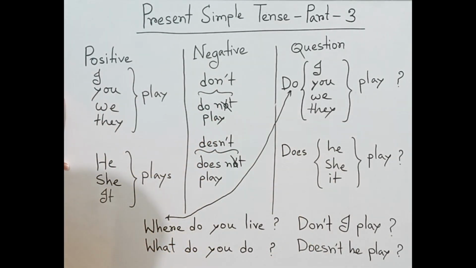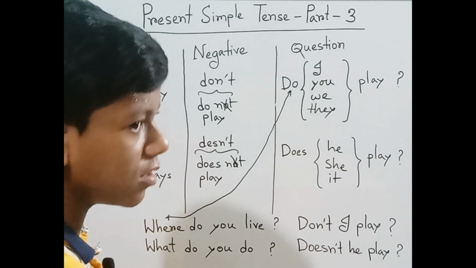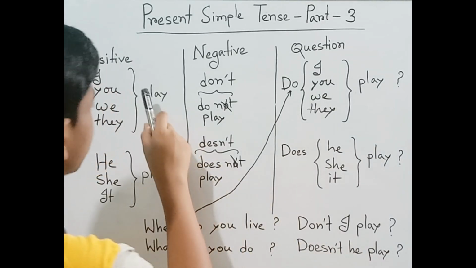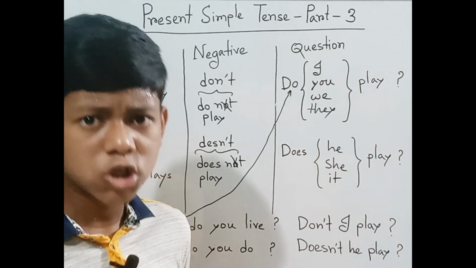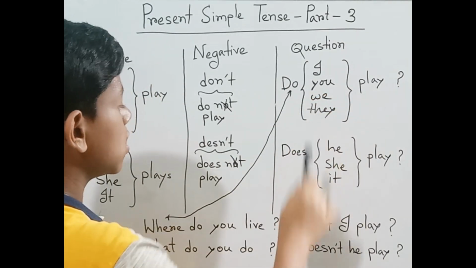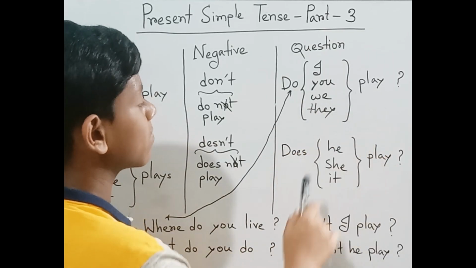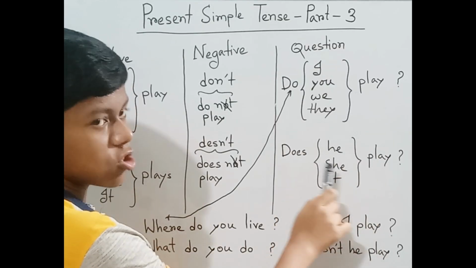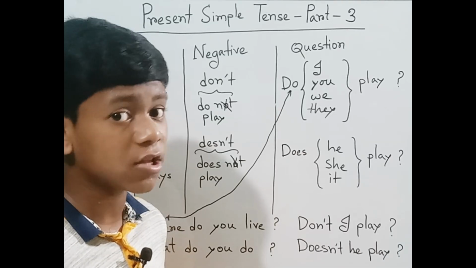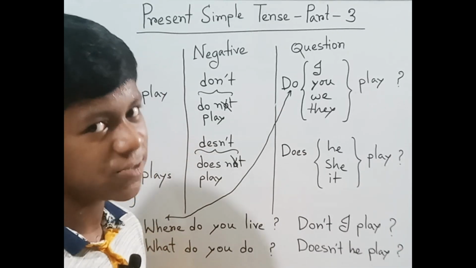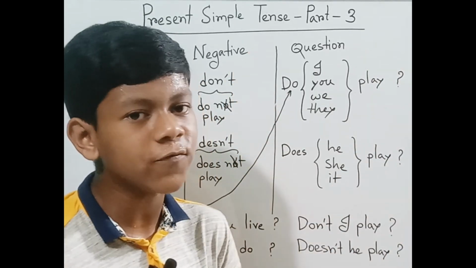So here we can practice the following sentences. Don't I play? Imagine the do as don't. Don't I play? Don't you play? Don't we play? Don't they play? Doesn't he play? Doesn't she play? Doesn't it play? If you want to add a name, it's okay. Doesn't Arjun play? Doesn't Corin play? It depends on you. Okay, so we have already learned the positive form of question and the negative form of question.